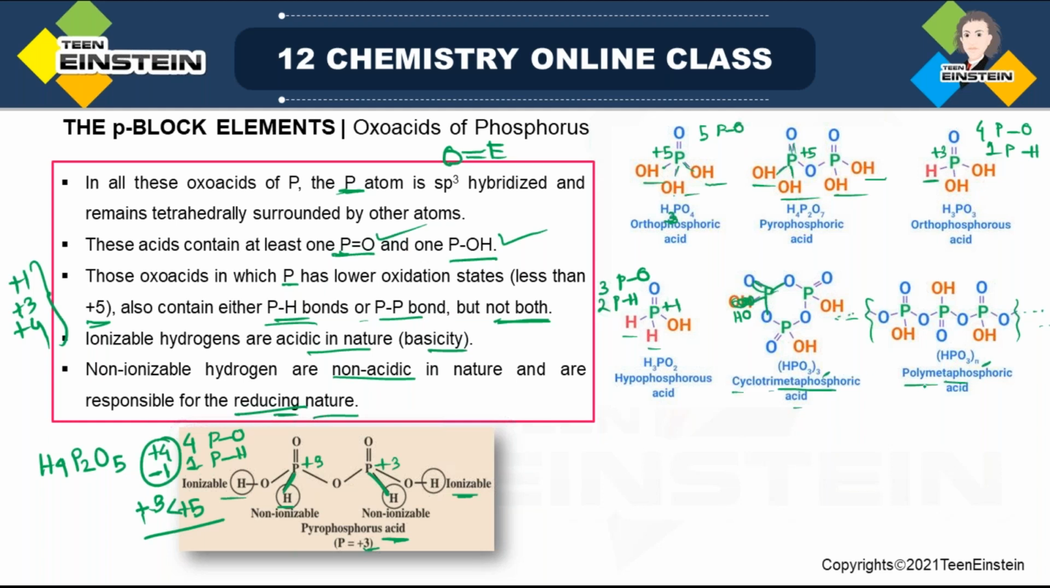So it is a cyclic structure, but it is a polymeric structure. And you have a total of 5 P-O bonds, so that is why it is also +5, and you do not have any P-P bond or P-H bond. So reducing nature will not be present.